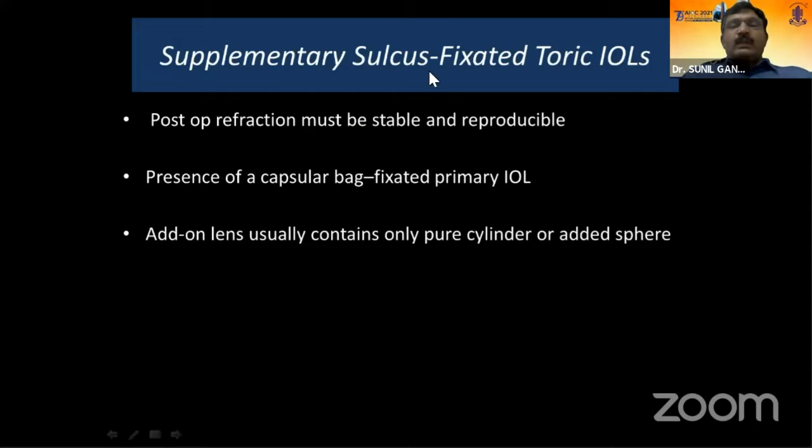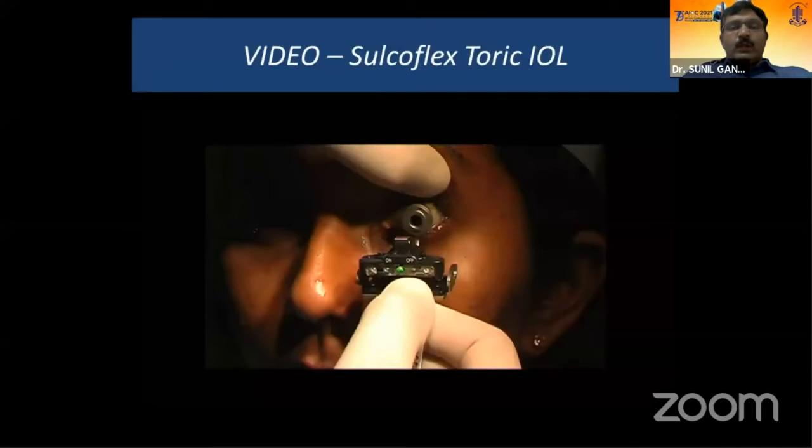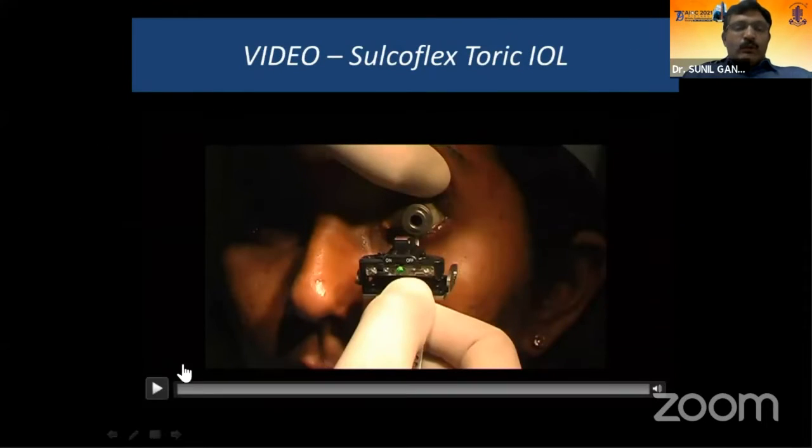Coming to the Sulcoflex or the sulcus fixated toric IOLs, the pre-op or post-op refraction should be stable in this patient. The primary requisite is that the primary IOL should be capsular bag fixated and the sulcus should be free. What you require are the subjective refraction, target refraction, axial length, anterior chamber depth, surgically induced astigmatism, and incision location. All these can be entered into the parameters. Then you will get the IOL power of the Sulcoflex IOL to be used. Let me show you a small video of a Sulcoflex.